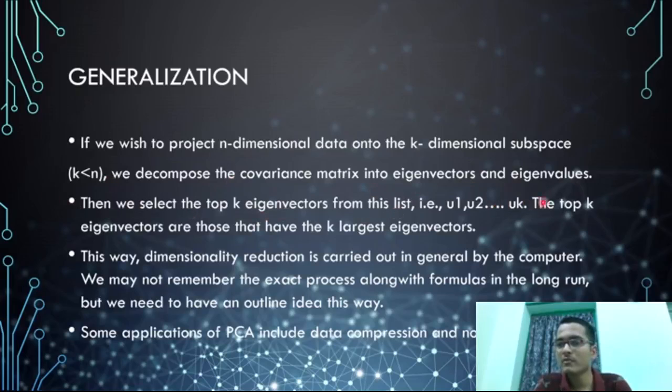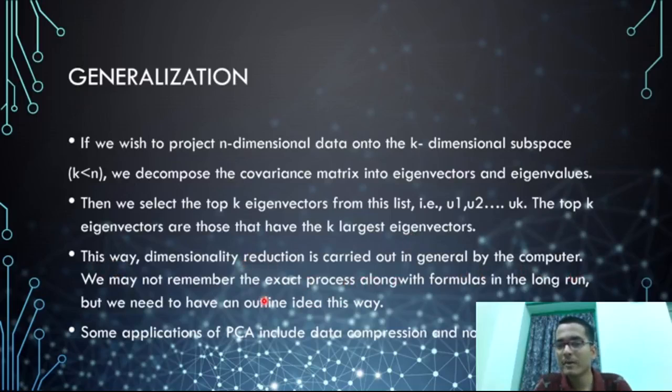Top k means whose weightage is maximum, right? The top k eigenvectors are those which have the largest eigenvalues. So how will we understand the k largest eigenvectors? From the correlation matrix we are going to understand this. This way, dimensionality reduction is carried out in general by the computer.